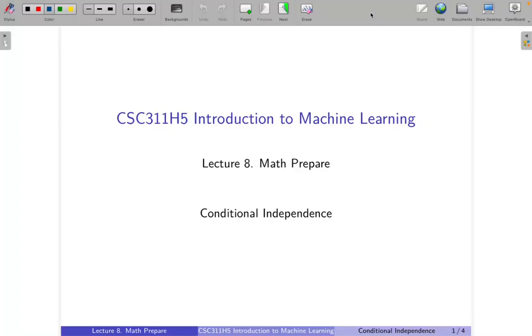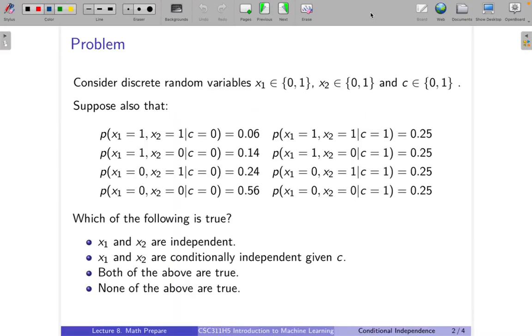So in this video, we will discuss the idea of conditional independence. So here's the question. We've got three discrete random variables here and information about their distribution. Question is, is it true that x1, x2 are independent, conditionally independent given C, both, or neither?